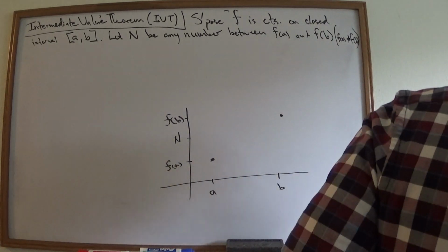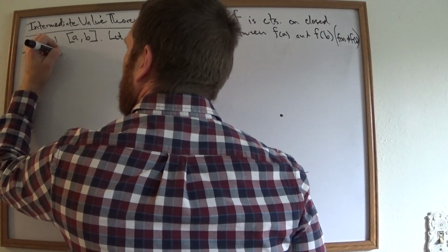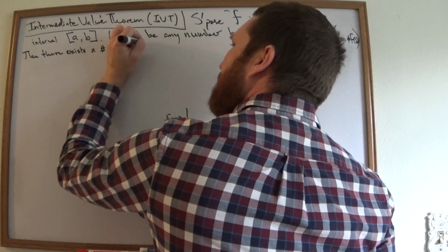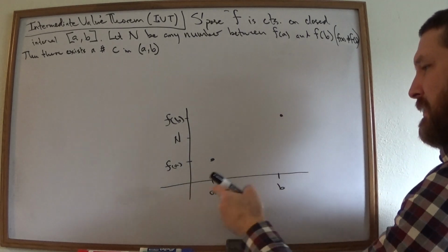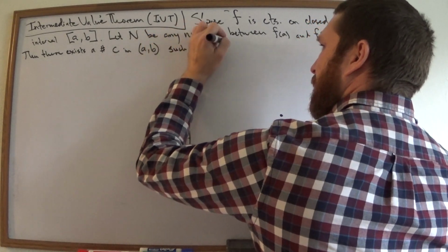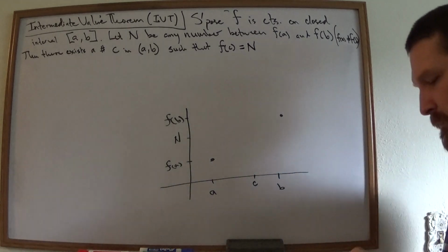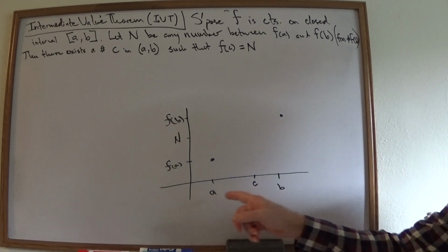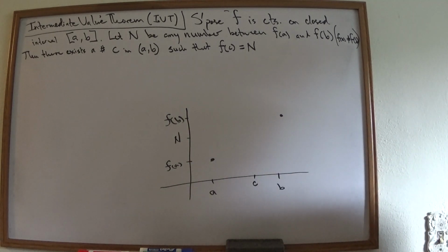Okay, and here's the thing: then there exists a number C in the interval A to B such that f of C is equal to n. So C can equal A or B. It will be strictly between.